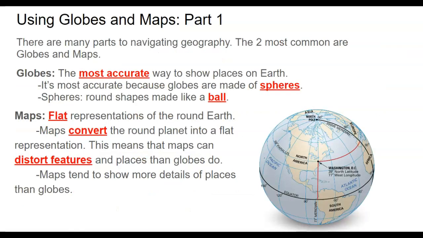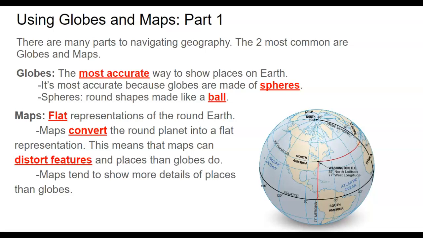When we also look at using globes and maps, we can see that there's a couple different parts to this, and we navigate those things using globes and maps. The 2 most common are those ideas. A globe is the most accurate way to show places on Earth because it goes around the idea of spheres, and those are the ones that are shaped like a ball or any sort of round figure because it shows an accurate representation and not flattened out, which is what a map does.